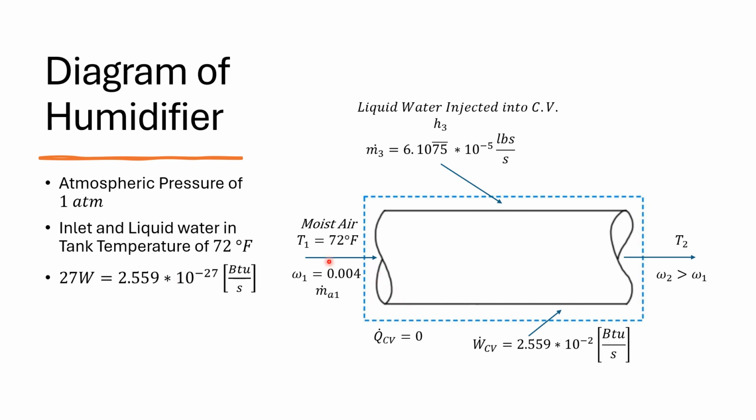Going in, we have moist air at T1, room temperature, and we have the humidity ratio at 0.004, and we also have the mass flow rate. We also have the liquid water being injected into the control volume at mass rate m3, with an enthalpy h3. We also have no heat transfer in or out of the control volume, so that is equal to 0. The work is equal to the 27 watts going in, and coming out is the second temperature.